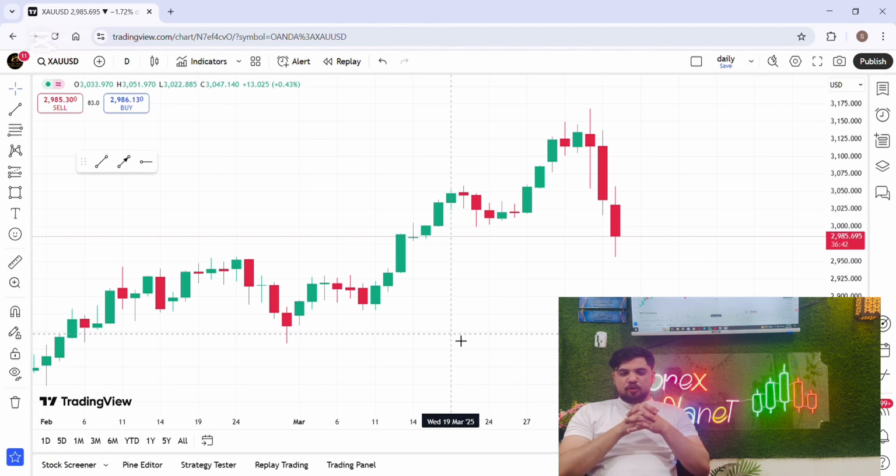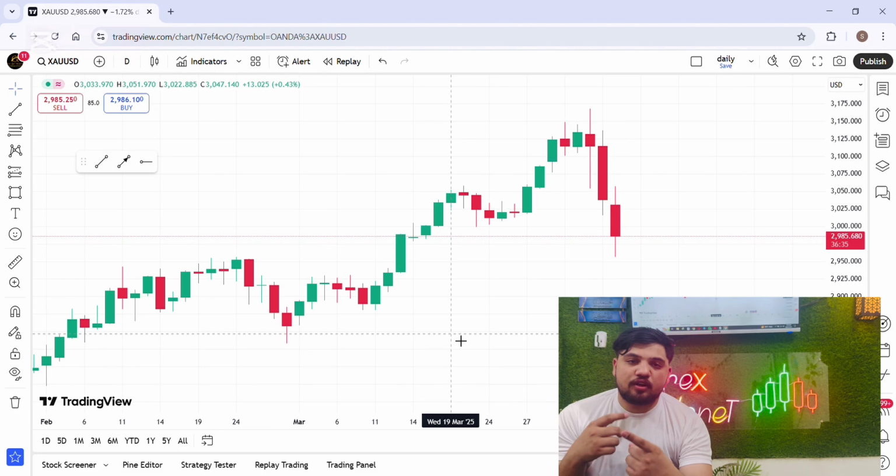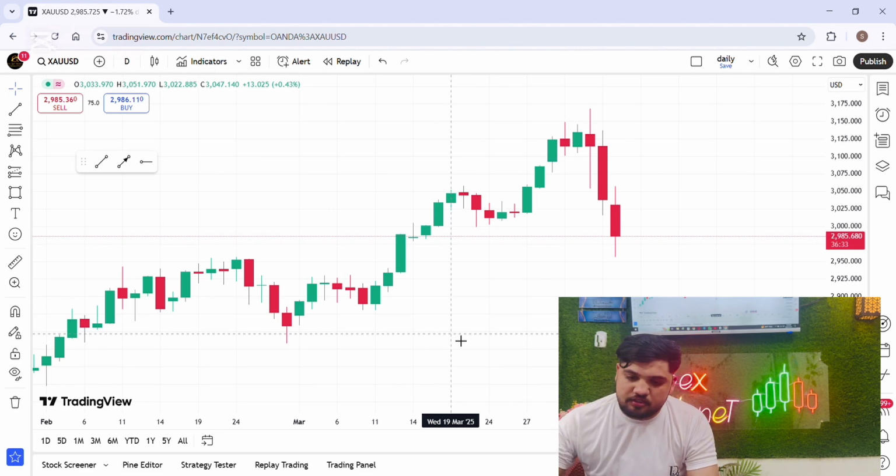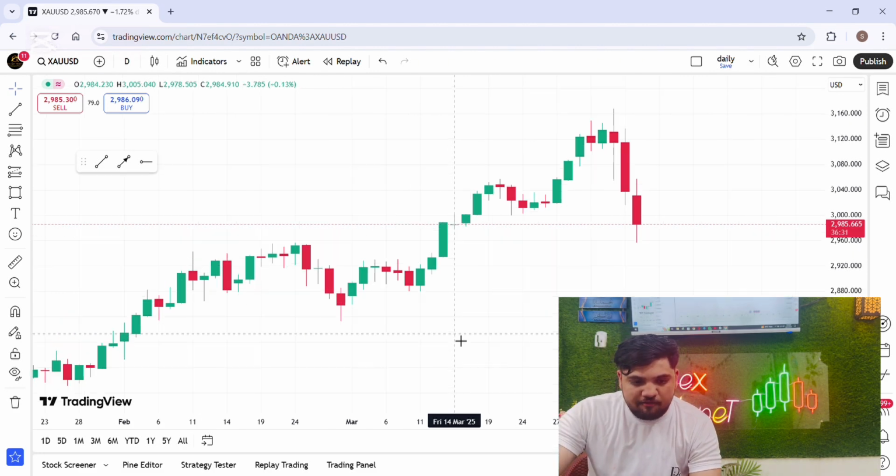So as you can see on your screen, this is the chart of gold according to the daily candle. So let's analyze this according to the monthly, weekly, daily and H4 structure. So first of all, let's take a look at the weekly candle.